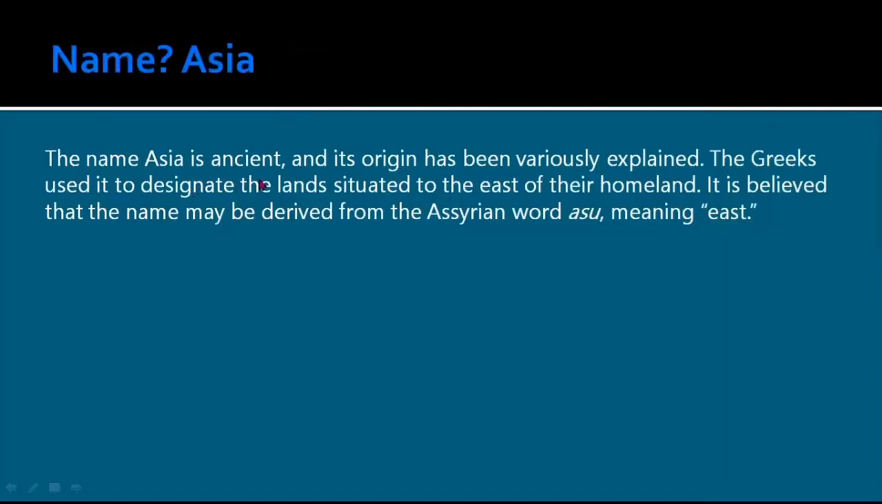The name Asia is ancient and its origin has been variously explained. The Greeks used this to designate the land situated to the east of their homelands. It is not certain where we got this name, Asia. But there are certain opinions on the part of people or historians that say the Greeks used it to designate the land situated to the east of their homeland.